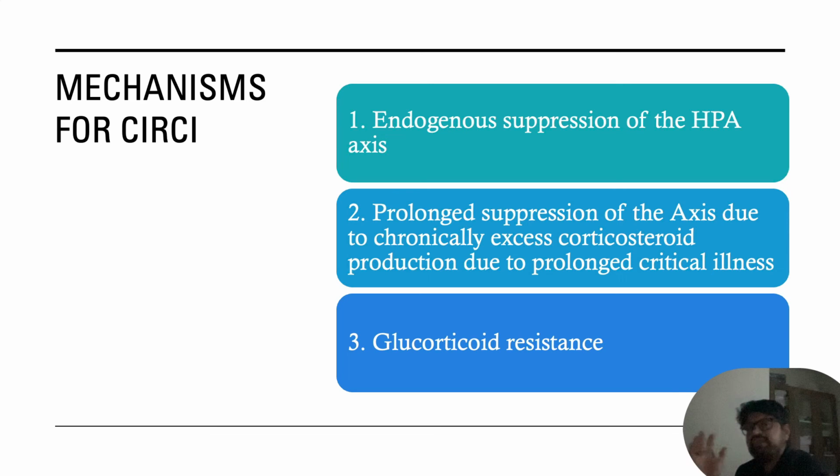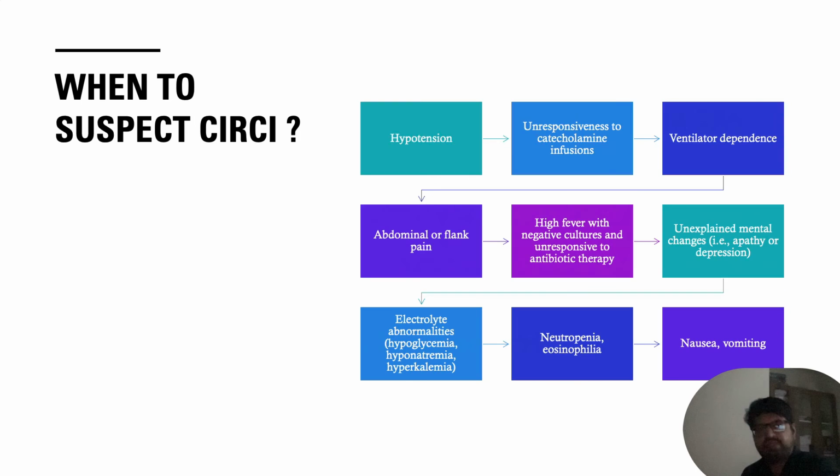Secondly, there is another theory that some amount of glucocorticoid resistance also develops in these patients. Remember, somebody who has been on a very high level of endogenously produced steroids now does not respond to smaller doses of steroid. So there is some amount of resistance being developed.